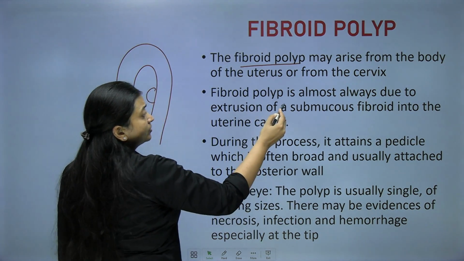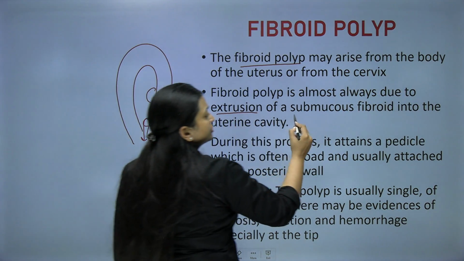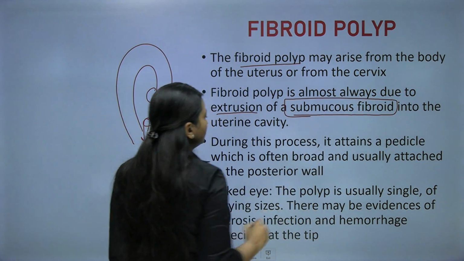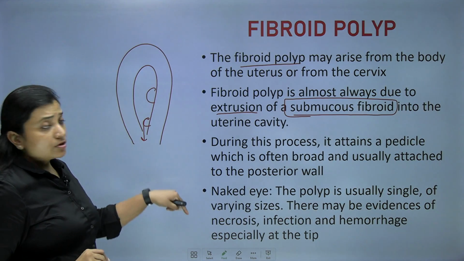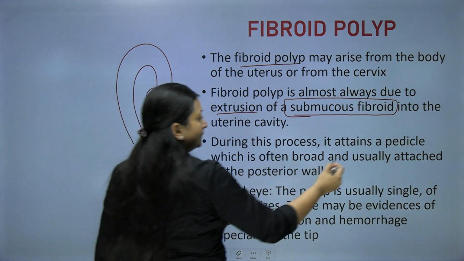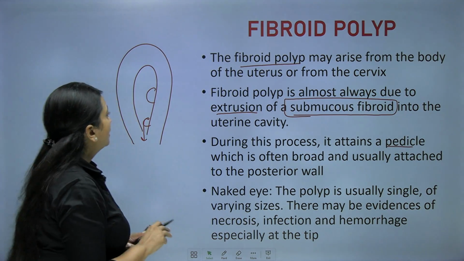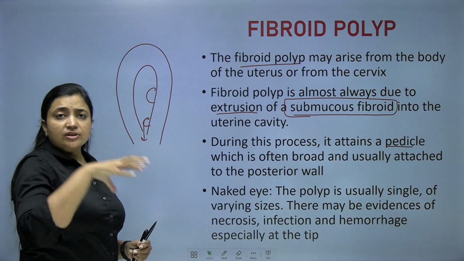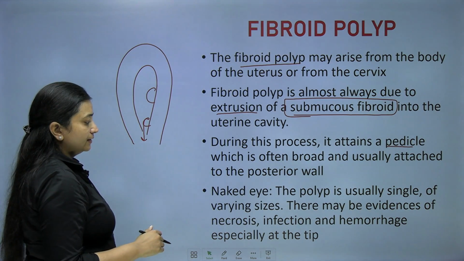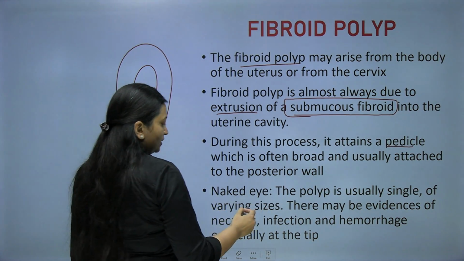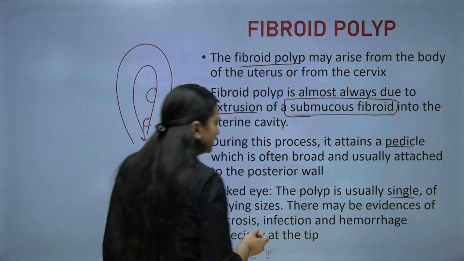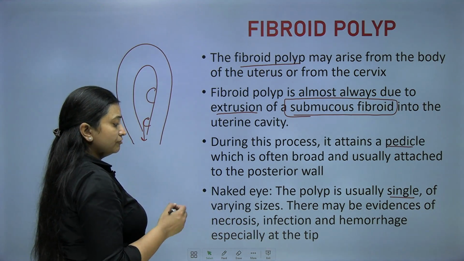So a fibroidal polyp is almost always due to extrusion of a submucous fibroid into the uterine cavity. During this process of extrusion, it attains a pedicle which is often broad and usually attached to the posterior wall. Because it was a fibroid and the uterus is trying to push it out, it attains a pedicle. To the naked eye, the polyp is usually single, of varying sizes. There may be evidence of necrosis.